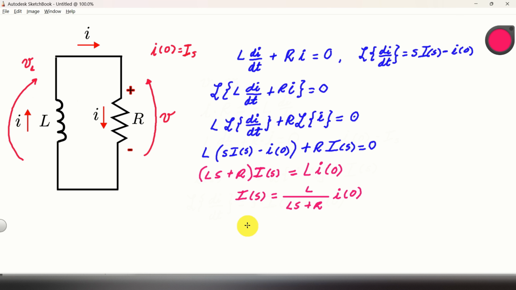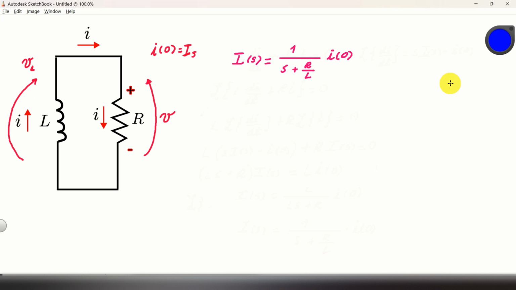Now, this equation can be written like this. I of s is equal to, we can cancel l from the denominator and the numerator, and as a result we will have 1 over s plus r over l multiplying the initial condition. Here's the last equation once again. And now we need to compute the inverse Laplace transform to go back to the time domain and to solve our problem.